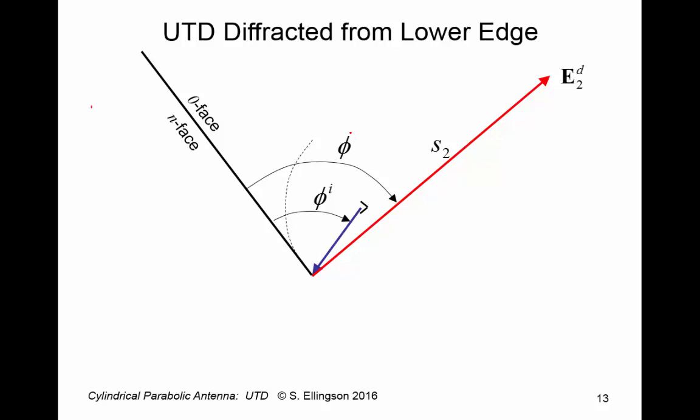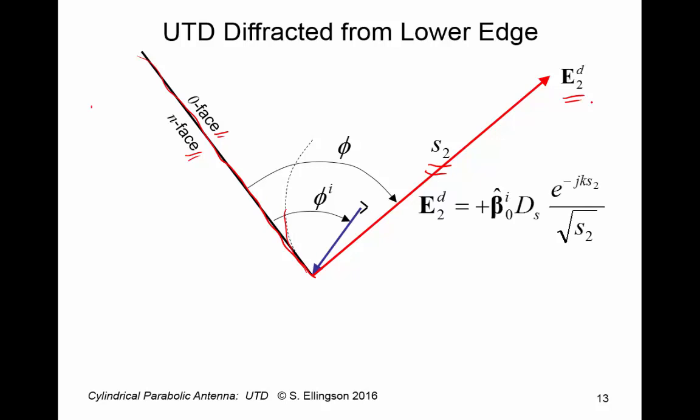Here's the geometry. Once again, we identify the zero face and the end face. We assume we can model the edge as being a straight edge because the curvature of the reflector here is relatively large. Again, that might be a refinement that we make to the solution later. And we'll define the distance from the lower edge to the field point to be S2, and the field diffracted by the lower edge to be E sub 2 super D.